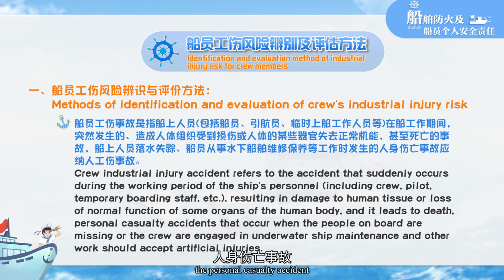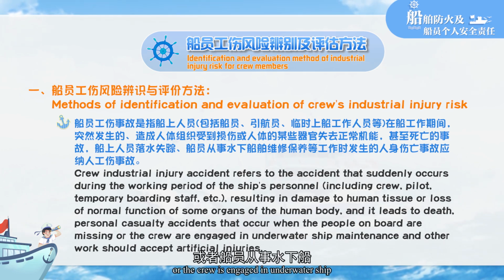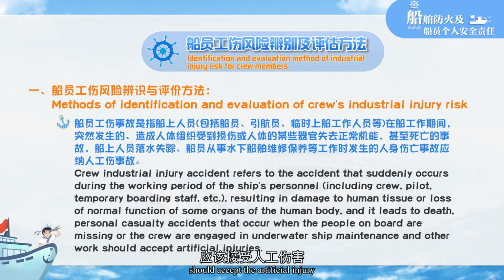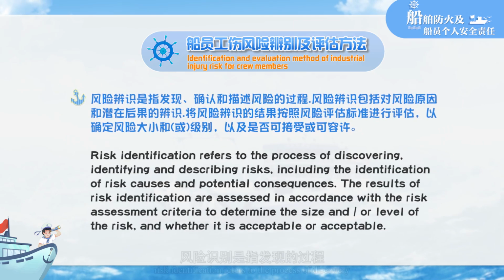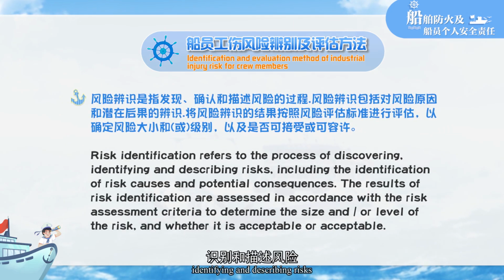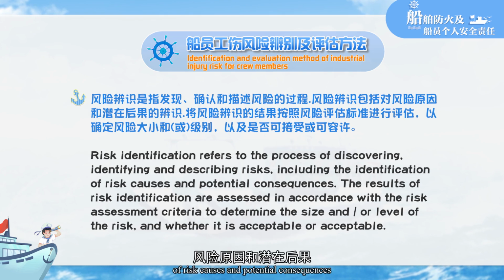A personal casualty accident occurs when a person on board is missing, or when the crew is engaged in underwater ship maintenance and other work, and should be excepted from the artificial injury accident. Risk identification refers to the process of discovering, identifying, and describing risks. Risk identification includes the identification of risk causes and potential consequences.